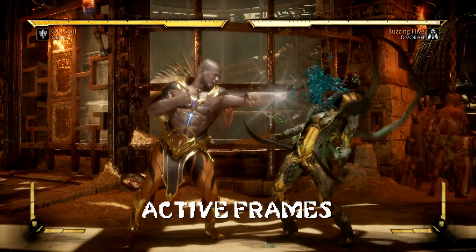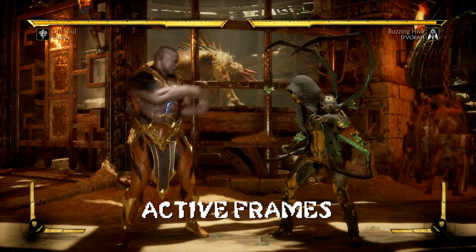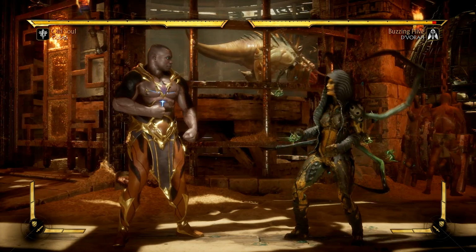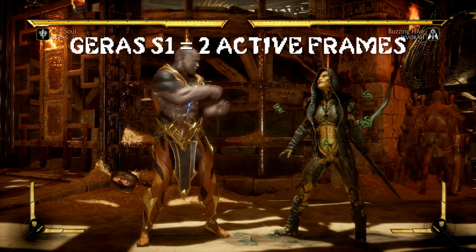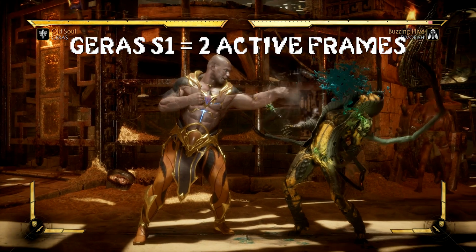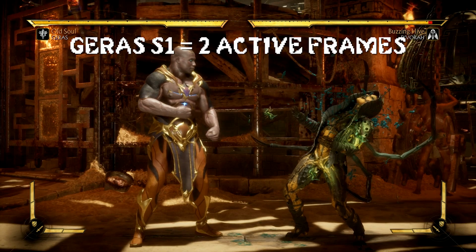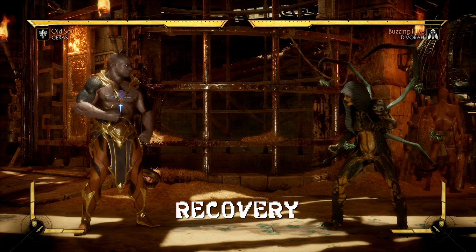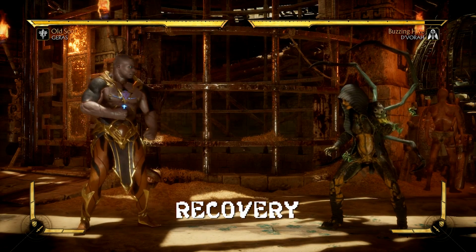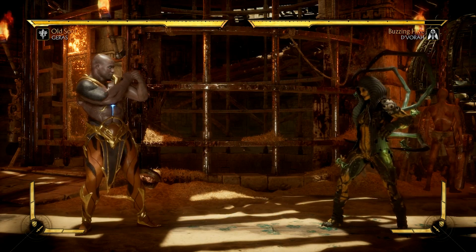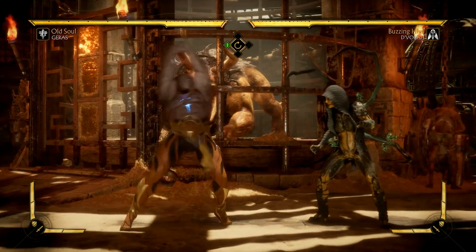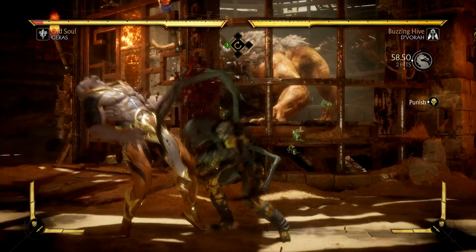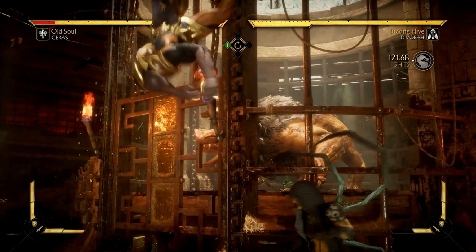Active frames are next, and they are the amount of frames an attack is able to connect with the opponent after it's started. This standing 1 is active for 2 frames. Recovery is how long an attack takes to finish its animation after the active frames have run out. The term recovery is because during this time, your attack is recovering from the attacking state.